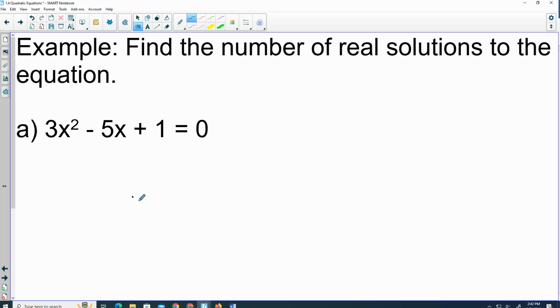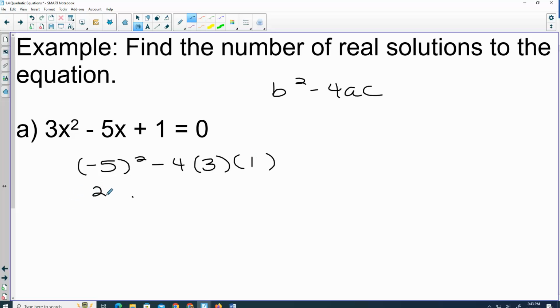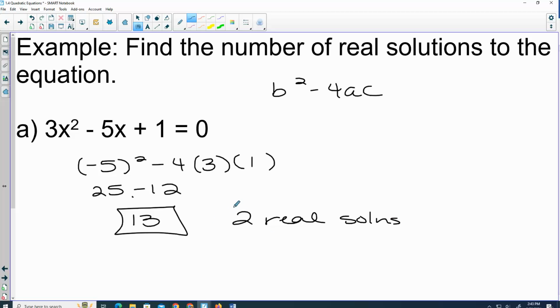So if I'm doing this, you could certainly do the entire quadratic formula and then tell me at the end, but all we really have to do is the b squared minus 4ac. What's my b? 5 squared minus 4 times a times c. It's 25 minus 12, which is 13. So my discriminant is 13. What does that tell me? Yep, it's a positive number, so that's two real solutions.